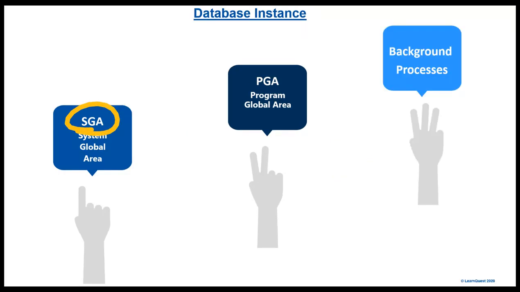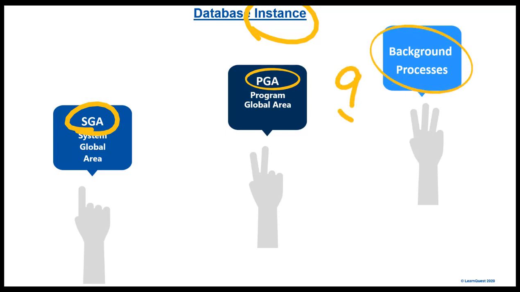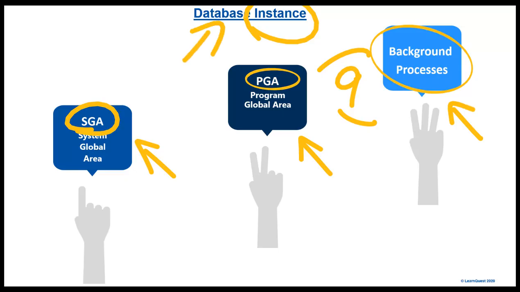In addition to the SGA and the PGA, when the database instance is running, there's also something called the background processes. There are 9 specific background processes that I'm going to be telling you about, and I'm going to walk you through every single one of them and what they do. These 3 components, the System Global Area, the Program Global Area, and the background processes, are the ones that make up a database instance when it's running.